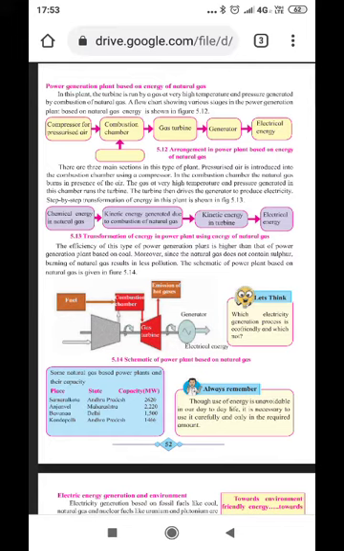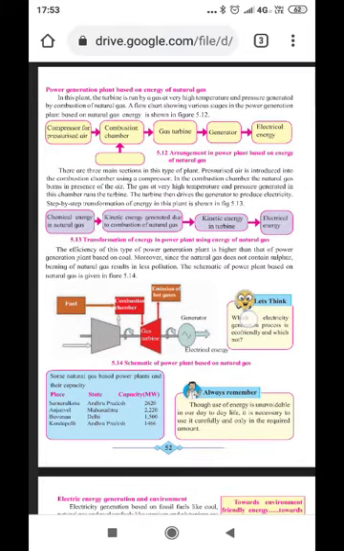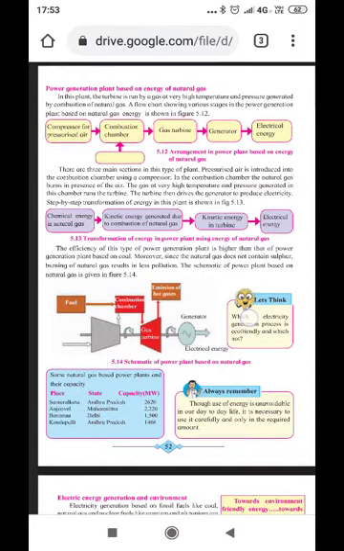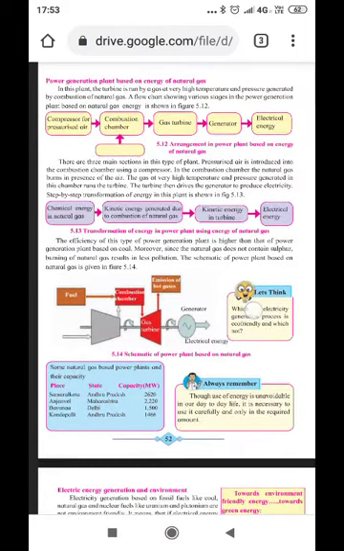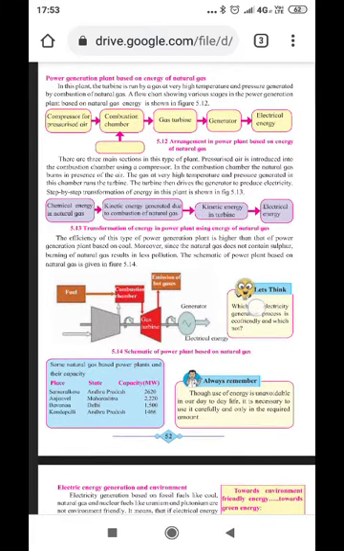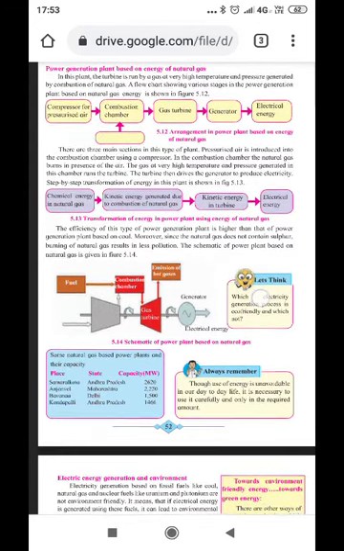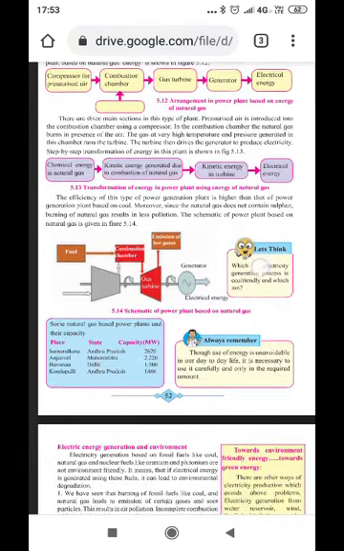We already started with the lesson towards green energy. Some part of it we have already discussed. Today, we are going to discuss power generation based on the energy of natural gas. In this plant, the turbine is run by a gas at a very high temperature and pressure generated by combustion of natural gas. A flow chart showing various stages in the power generation plant based on natural gas energy is shown in the figure. You can see the flow chart.